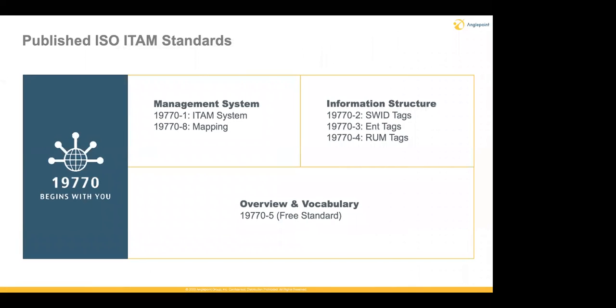At this point in time, there are 6 published ITAM standards, which can be divided into 3 groups. Management system standards address mostly the end user perspective of SAM and are probably less relevant to non-end user organizations. This group includes our flagship standard, 19770-1, or simply -1 for short.